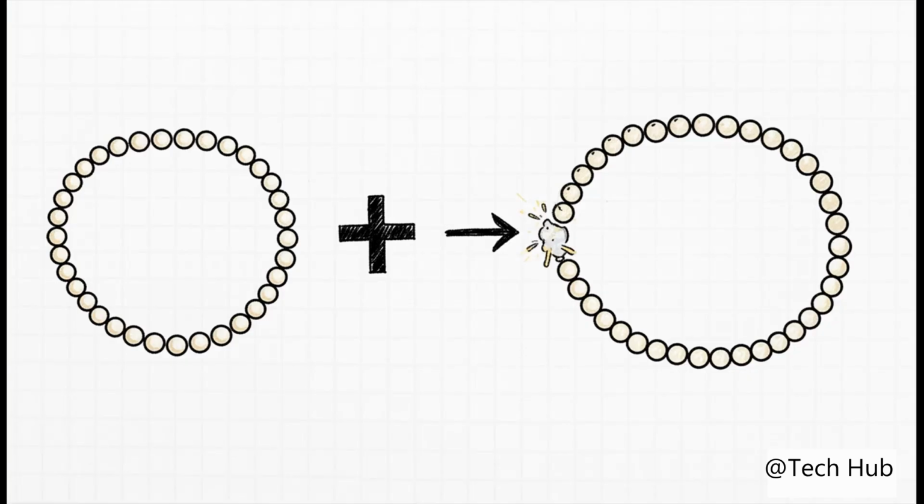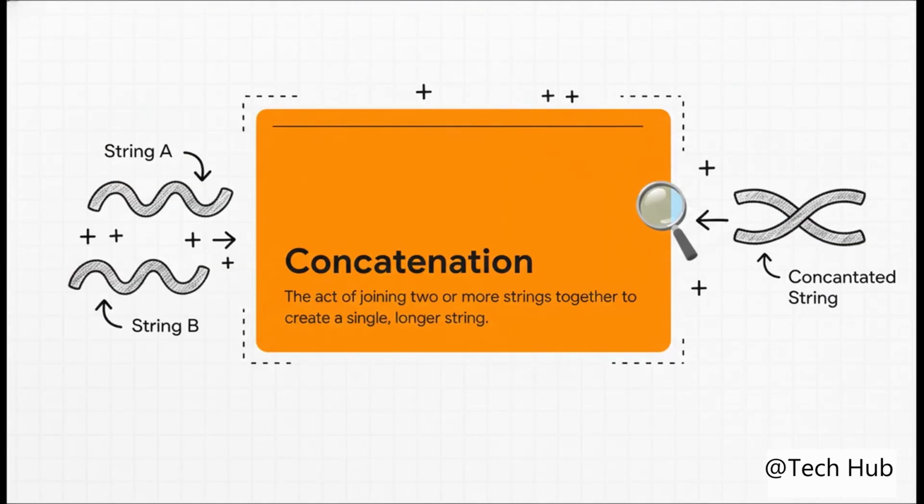Our very first tool is called concatenation. I know, it sounds super technical, but don't let the fancy name fool you. It's actually one of the simplest and most common things you'll ever do with text. All concatenation means is joining things together. That's it. You take 2 or 3 or 10 separate strings and you just stick them together end to end to make one new, longer string.